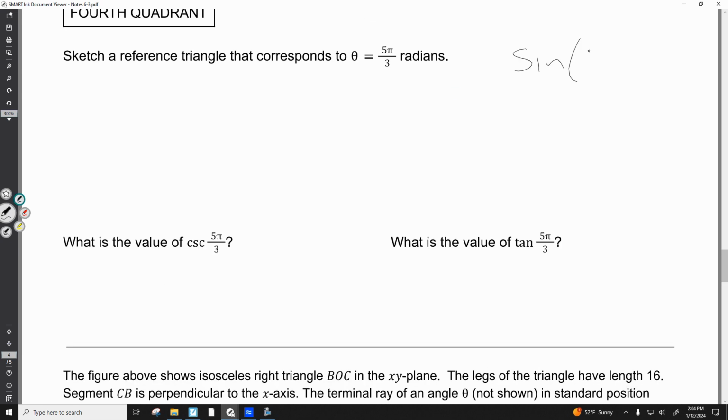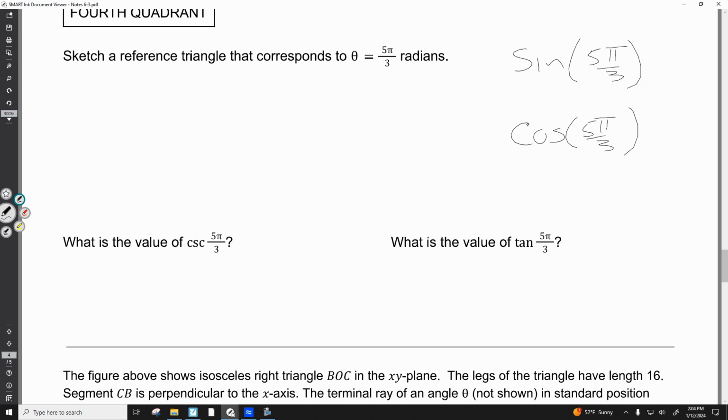Please do all of the steps. Tell me what the sine of 5 pi over 3 and the cosine of 5 pi over 3 are. Then tell me what the cosecant of 5 pi over 3 and the tangent of 5 pi over 3 are. Doing all the steps, showing all the work. The one thing being new is pay attention to direction for x's and y's. R's are positive.